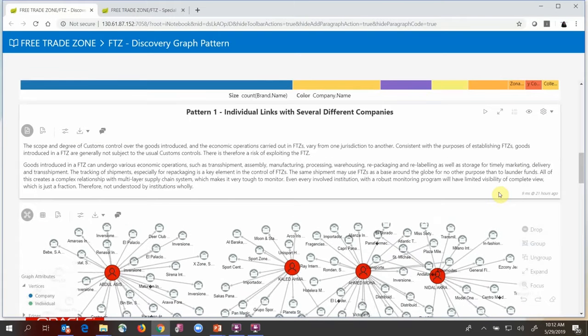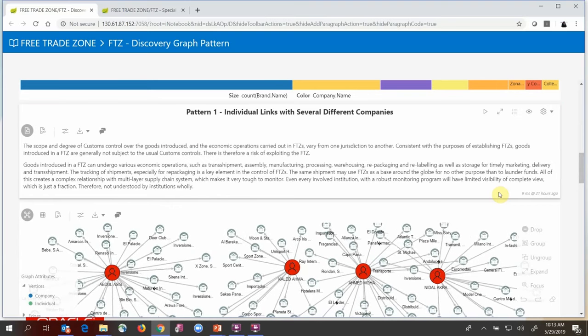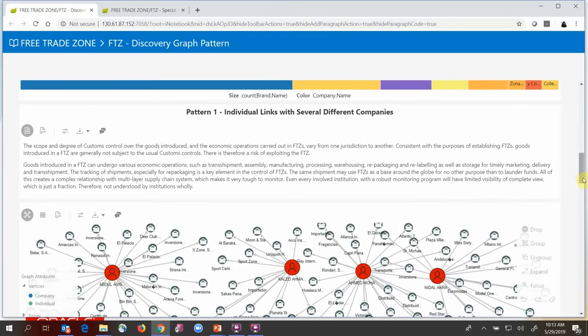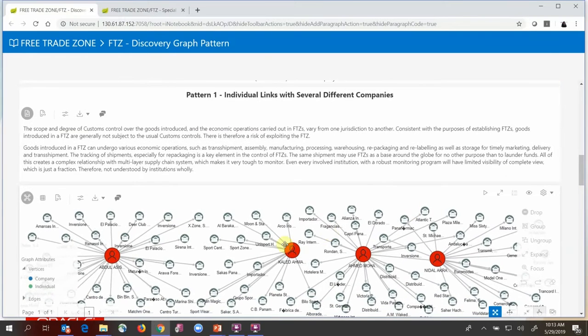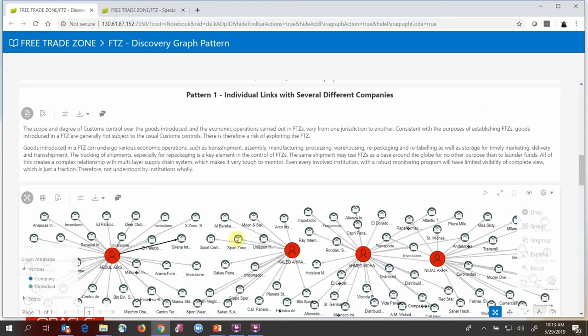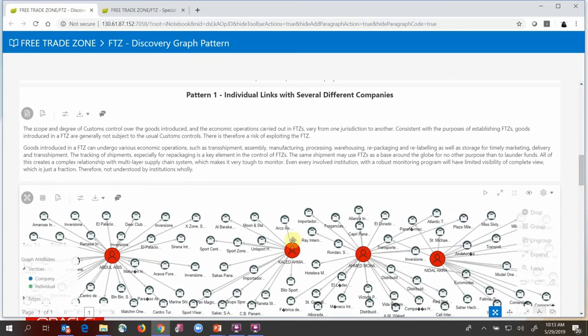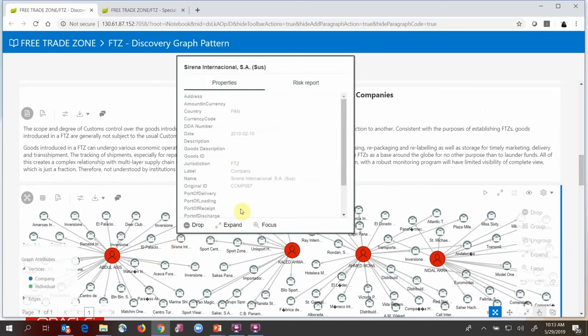Let's go ahead and start with our first pattern, where we would like to see individuals who are linked with several different companies. In our graph, we have a filter so that we can see the individuals who own more than 10 companies. By looking at this graph, we can see there are 4 prominent individuals who own a number of different companies within the free trade zone. We are able to expand any of these nodes, get more details, and build a network from there as well.